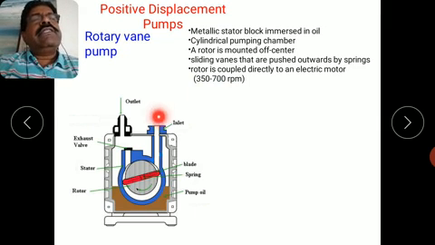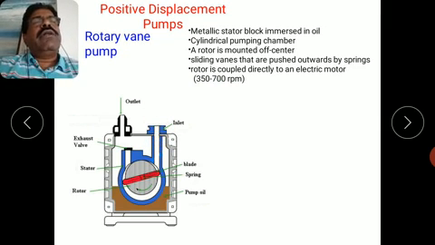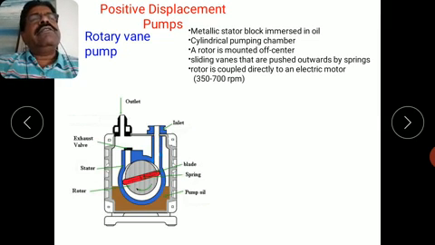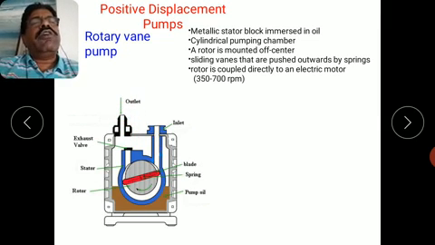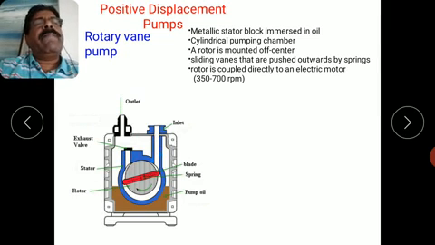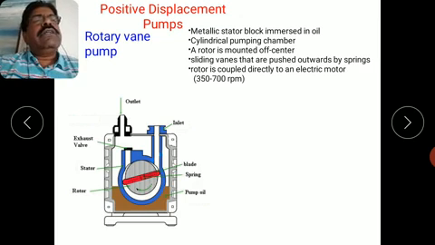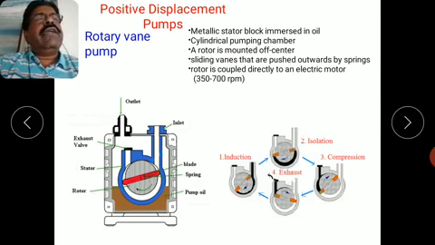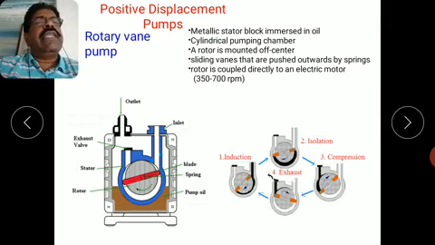You can see this is the inlet to this particular vacuum pump, and this is the outlet of this particular vacuum pump. This is, you can say, the exhaust valve. Now how this rotary vane pump works, you can understand it very well with this particular diagram, where four different steps are given here. The first step, let us see now.